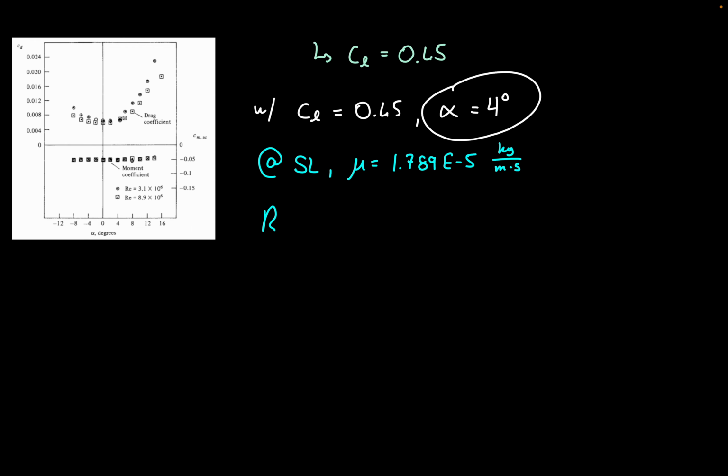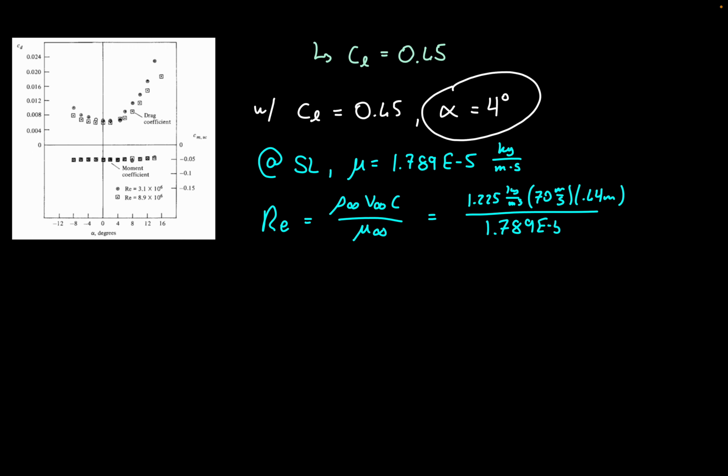So now what we can then do is solve for the Reynolds number, which is equal to rho infinity times V infinity times the chord length divided by, wait for it, mu infinity. And since we're all at sea level, we're going to use our sea level values. So we can start plugging stuff in. For rho, we got 1.225 kilogram per meter cubed. For V infinity, we got 70 meters per second. Chord length is 0.64 meters. And then viscosity is going to be the same as before. So this leaves a Reynolds number equal to 3.08 times 10 to the 6. And the Reynolds number is always unitless.